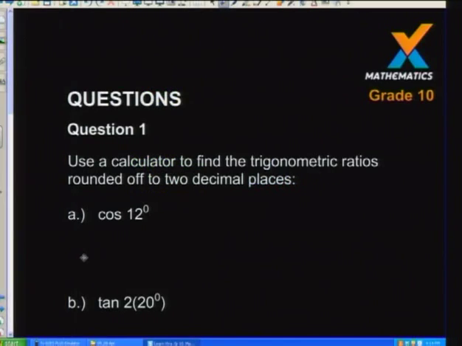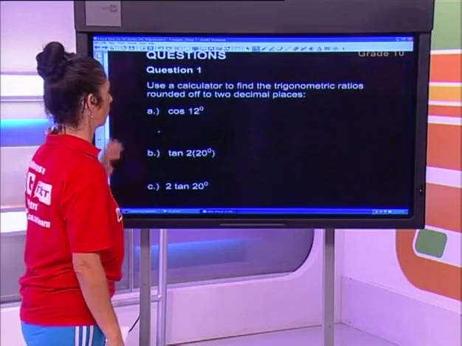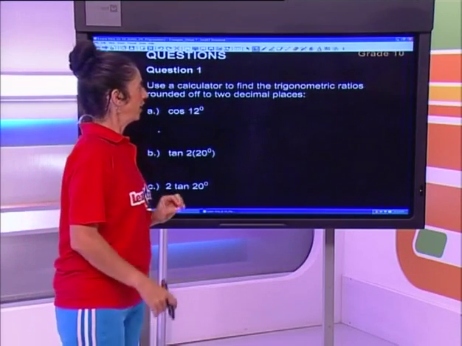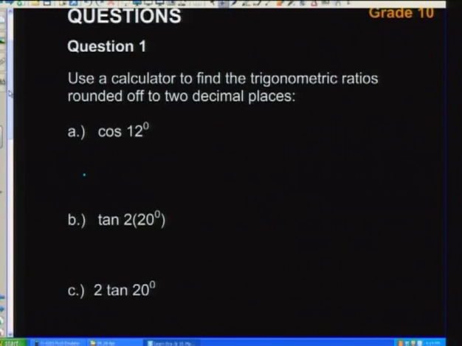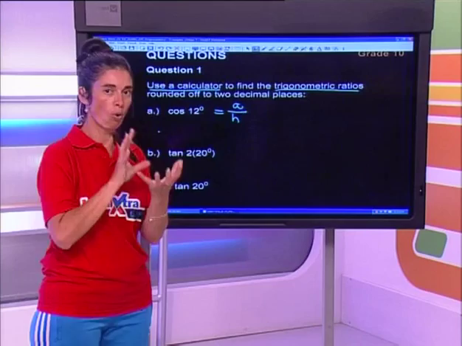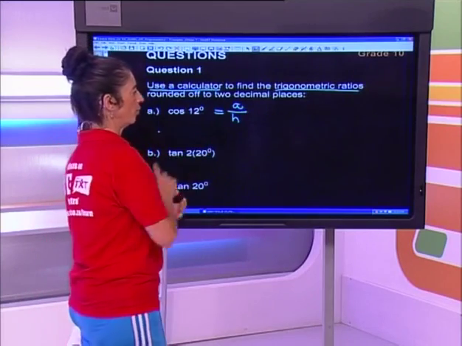Right, so let's see how these would work. Use a calculator to find the trig ratios rounded off to 2 decimal places. What is the cos of 12 degrees? Now, the instruction says use a calculator to find the trig ratios. What a calculator is not going to give you, it's not going to give you what the adjacent over the hypotenuse is. It's not going to give it to you in that raw fraction form. It's going to give it to you as a decimal.